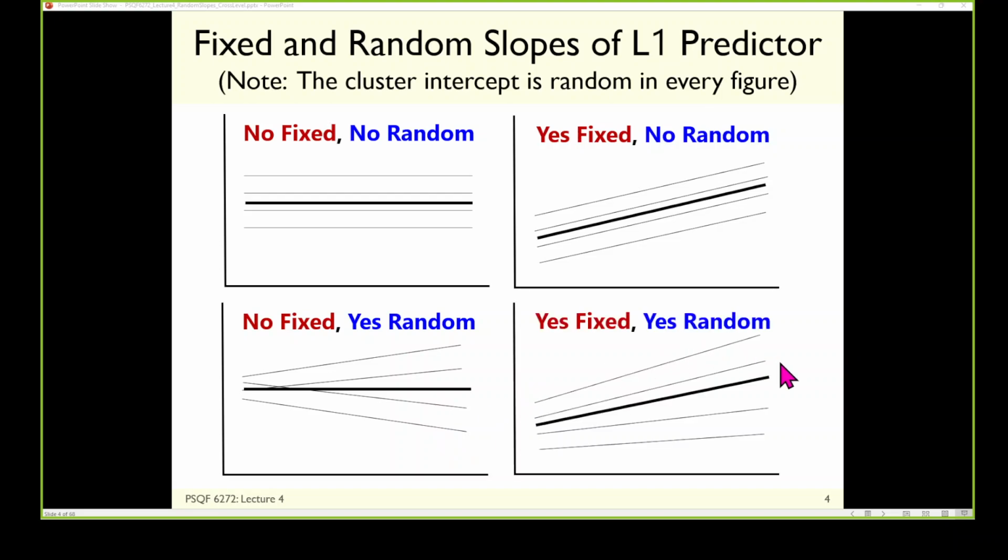And you can have a mixture of both. So there can be a slope to some extent on average, but the size of that slope differs across clusters. And so yet again, why is it that this slope is stronger in some clusters? Empirical question.